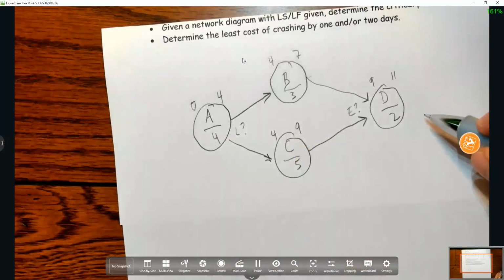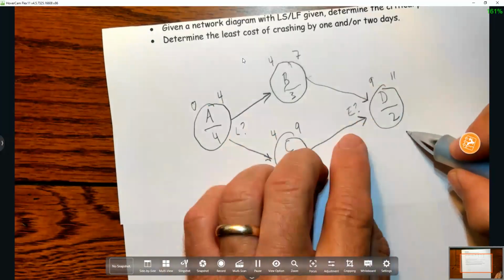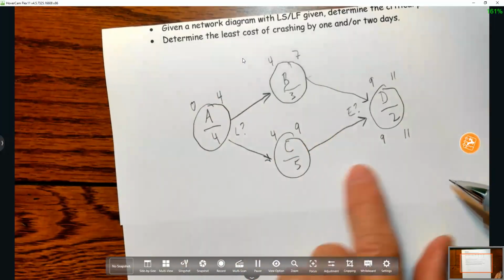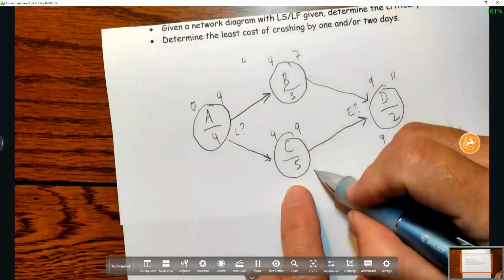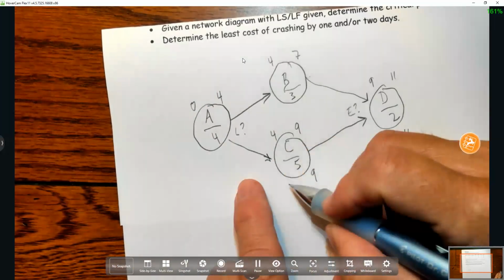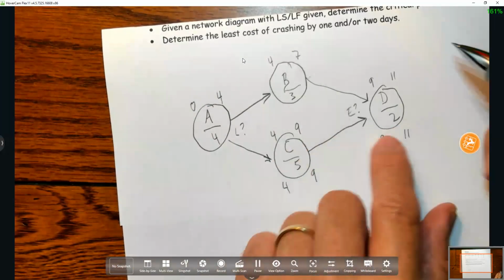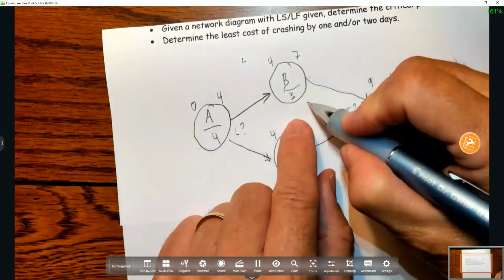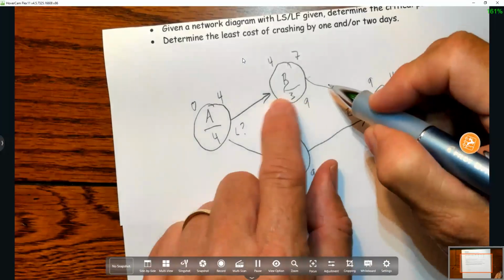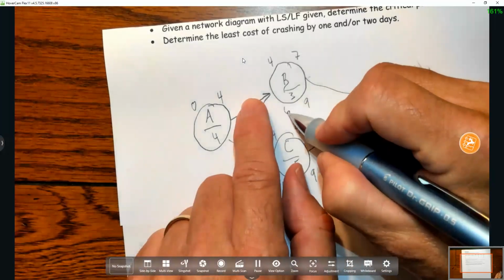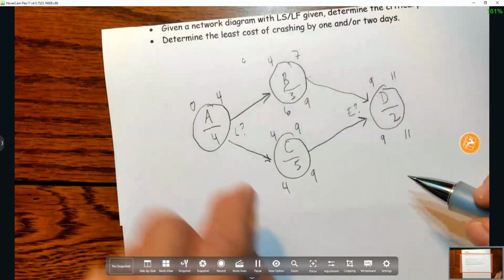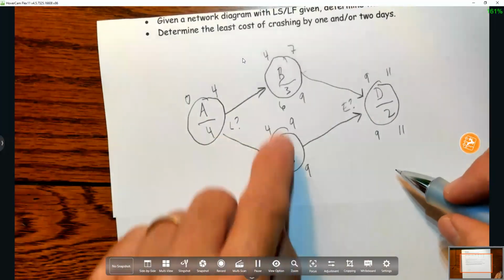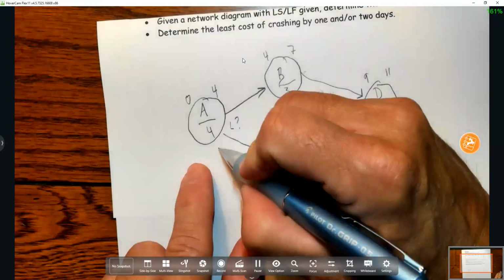Now I'm going to go backwards. So I put the same numbers, 11 and 9. And I put the 9 here. 9 minus 5 is 4. I put this 9 over there. 9 minus 3 is 6. And now I have to decide. I have a 4 and a 6. I use the smaller. I use a 4.